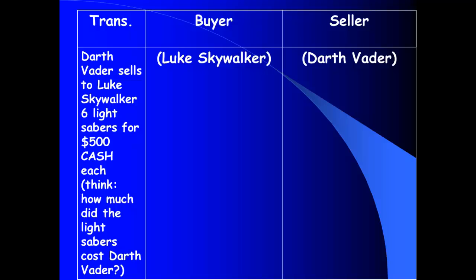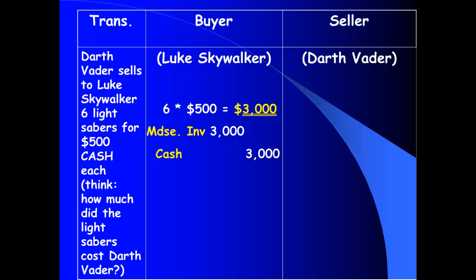Do me a favor and make the journal entry on the buyer's books. You have bought inventory and you paid cash for it, please. What do I have more of? I have more inventory. Inventory is an asset, and assets go up with the debit, so I'll debit merchandise inventory. What do I have less of? Cash. Less cash, and asset goes down with the credit.